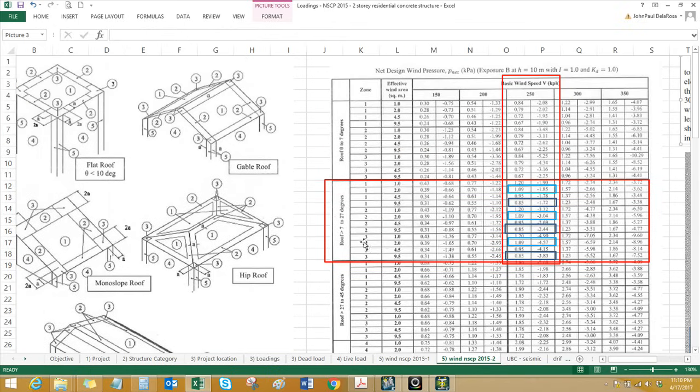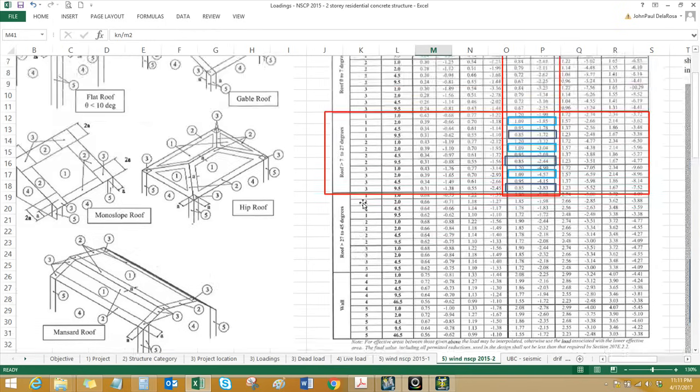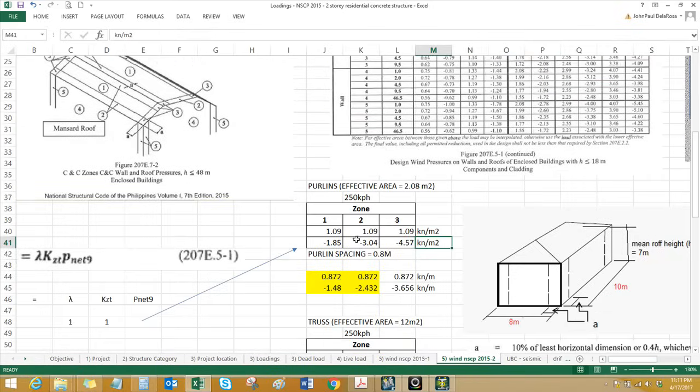So, tatlong zones yan, okay? 1, 2, 3. Then, may different effective. So, 2.0, 2.0. So, ngayon, tinabulate ko na dito yan. So, pare-pareho lang sa positive yung direct pressure load, no? Then nag-iba lang siya doon sa suction pressure. Okay? Magkakaiba yung values niya along zone 1, 2, 3. Then, ayun. So, from dito, tinabulate ko lang dito.